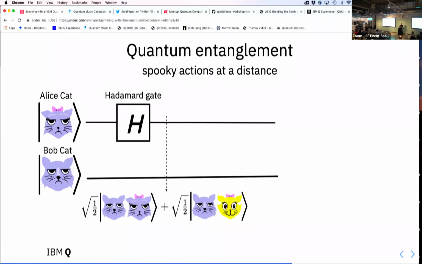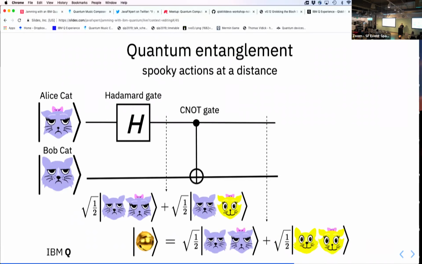And I'm going to take Alice and put her through a Hadamard gate. Now, you remember how Hadamard gates work? They put cats into equal superpositions. Now, Alice is in an equal superposition, but Bob hasn't been touched. And then I'm going to go through a CNOT gate, a conditional NOT gate, which does a bit flip. Remember that X gate? It'll do a bit flip here on one condition, and that is when this wire is one. And so we end up with a state here, which is called one of the Bell states.